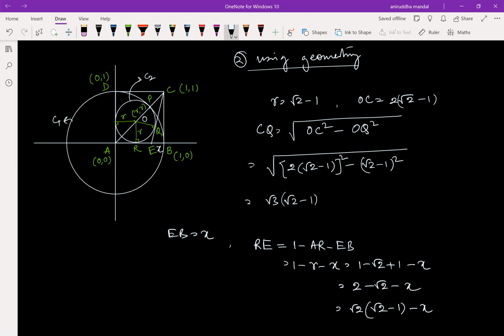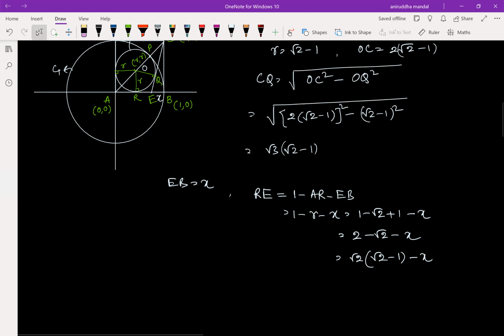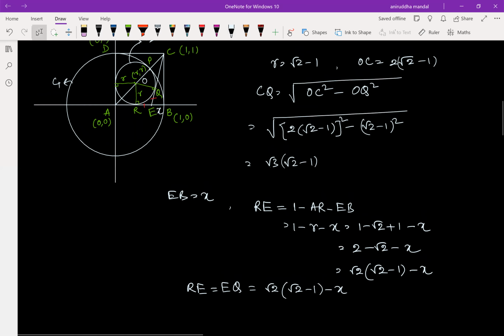Okay, so why have we calculated RE? Because, you know, from any external point, tangents drawn to a circle, the lengths of both the tangents are equal. So we can write RE as EQ, because the external point is E and the lengths of both the tangents RE and EQ are the same. So we can write this RE as EQ, as root 2 into root 2 minus 1 minus x.